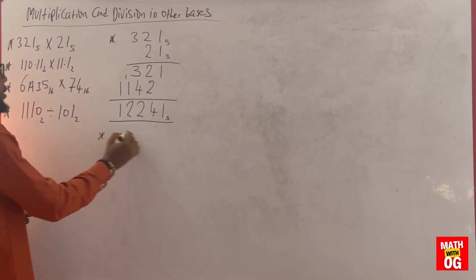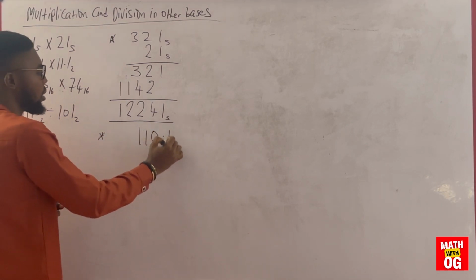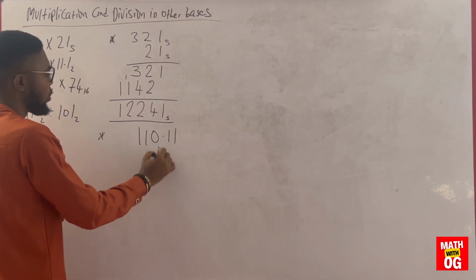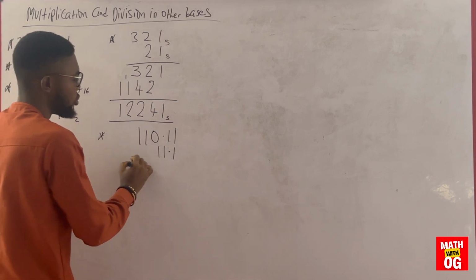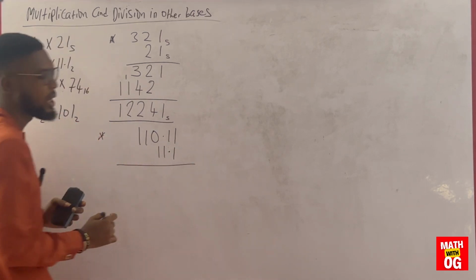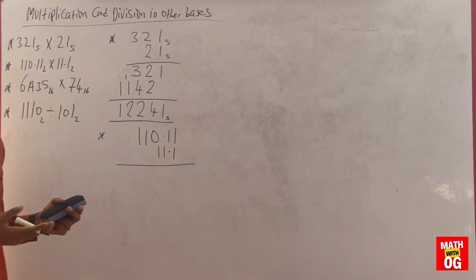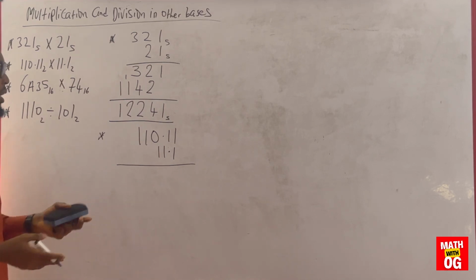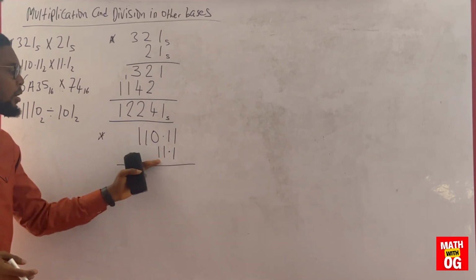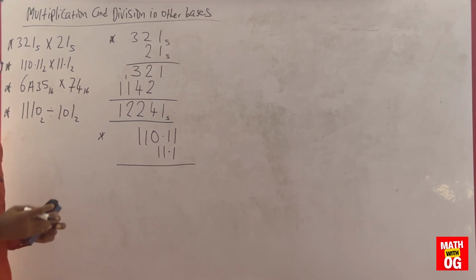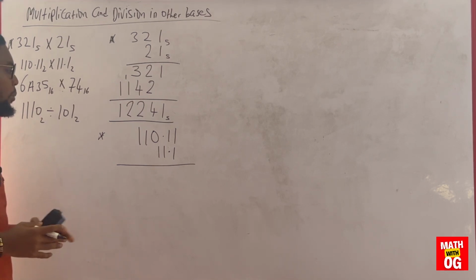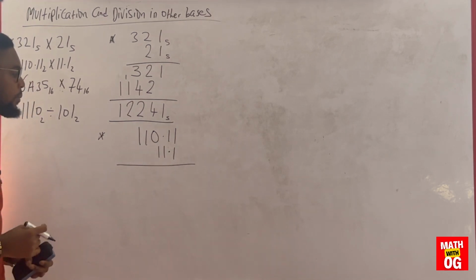Next question, we have 110.11 multiplying 11.1. You should know by now that when you are multiplying, you don't have to arrange them in the same place value. You can scatter them, as long as for each unit of one of the numbers, you multiply all the units of the other number.